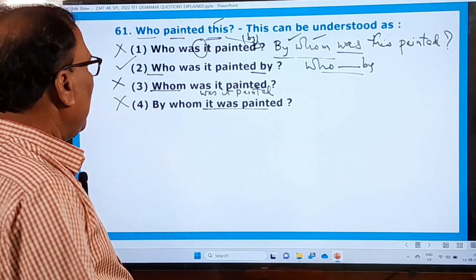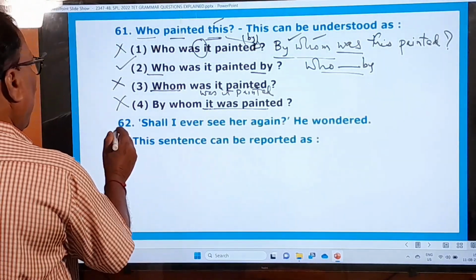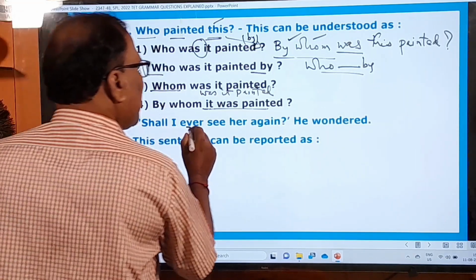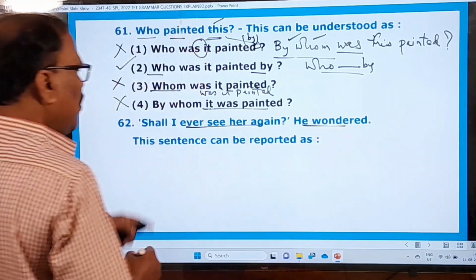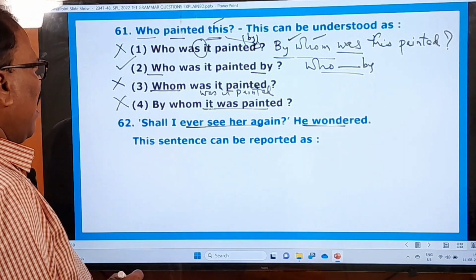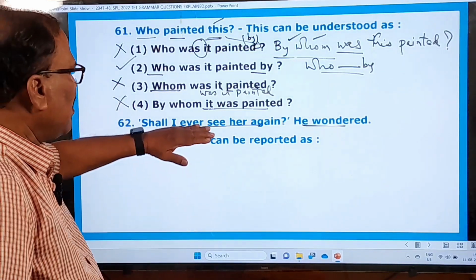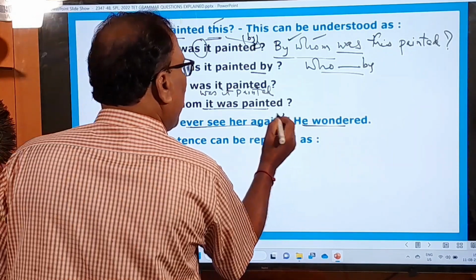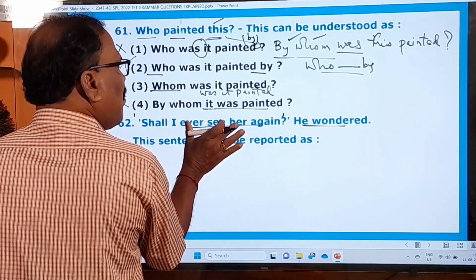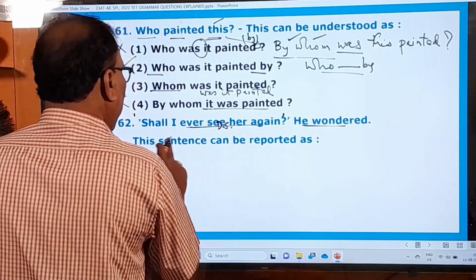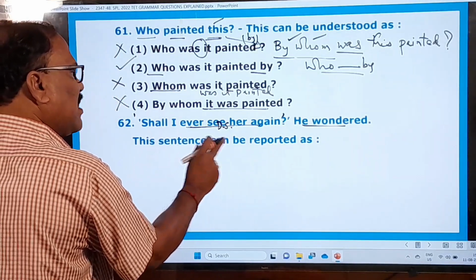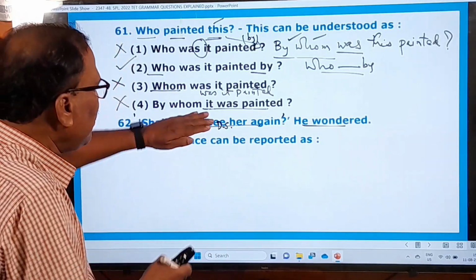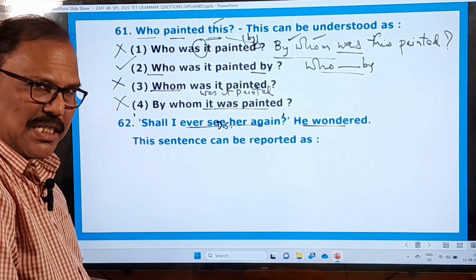Now let's go to the next question. Here, the 62nd one: Shall I ever see her again? He wondered. So this is the question. Now you can find that this sentence is in the direct speech. Whatever matter is written in the inverted commas is called the direct speech. And here he is asking, this sentence can be reported as. That means how to change this direct speech into indirect speech.